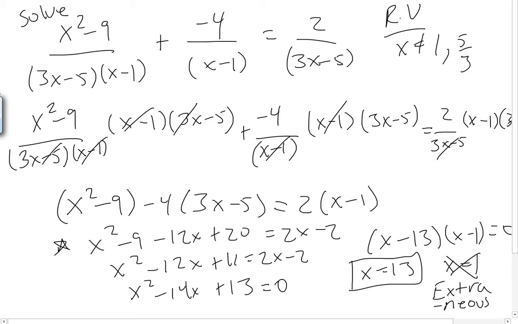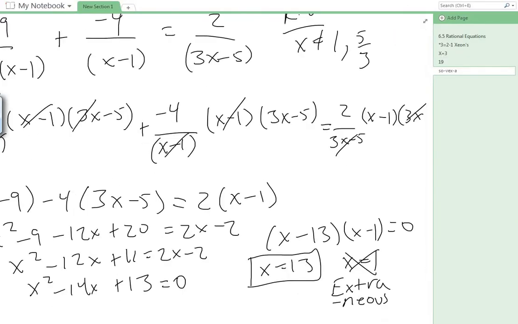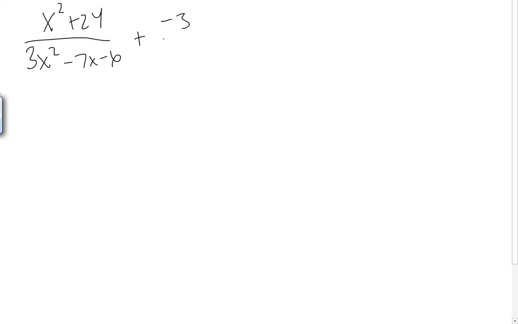Alright, so let me show you one more problem. Again, a similar one to that last one, since that was pretty difficult. Say I wanted you to solve x squared plus 24 over 3x squared minus 7x minus 6 plus negative 3 over x minus 3 equal to negative 1 over 3x plus 2.